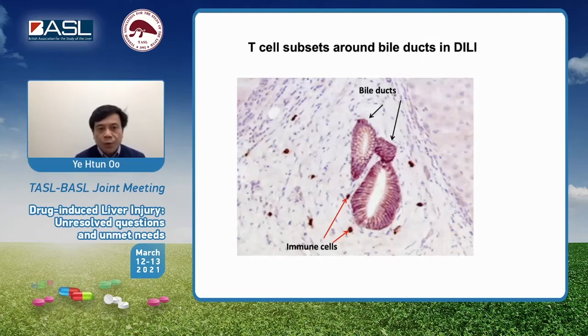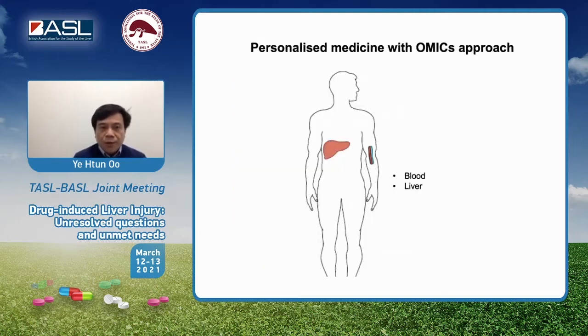And we also need to know which cells are around which parenchyma or epithelial cell. Are they CD4, CD8? Are they around the bile ducts? Are they around the hepatocytes? And this sort of investigation will be required from the biopsy with either immunohistochemistry or CyTOF using the Hyperion methods. So applying personalized medicine with all the technology, using deep immunophenotyping, genomic, proteomic, and metabolomic approaches, will be the way forward to treat DILI patients.